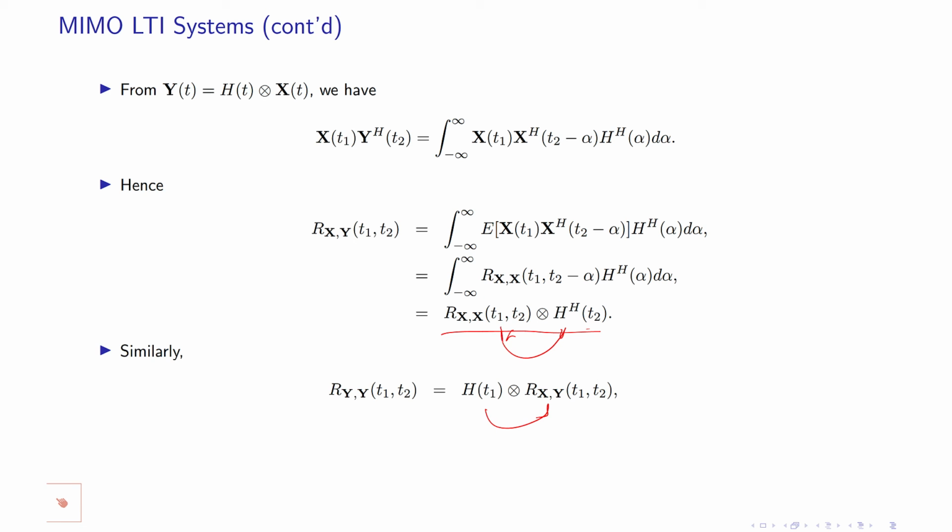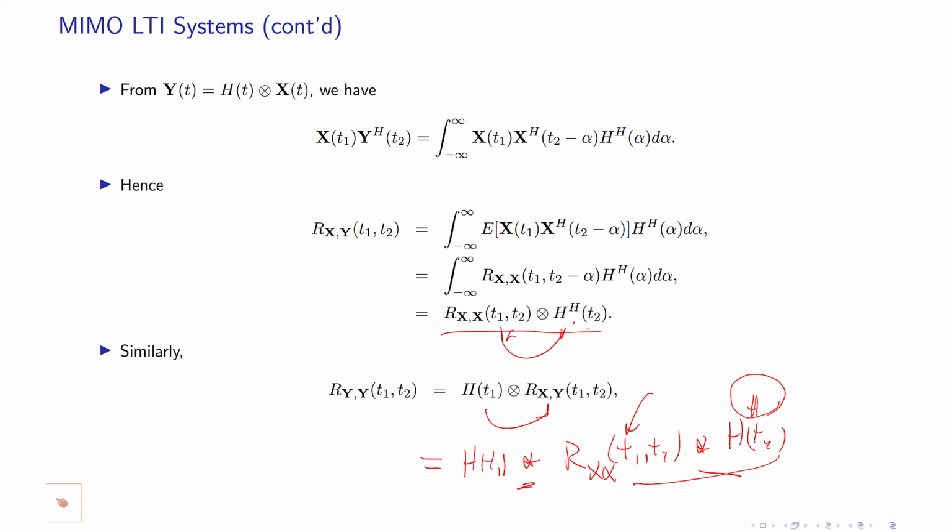So here I fix t1, I put this one here, and then here one. So this is going to be equal to h(t1) convolved with R_xx of t1 and t2, and then another convolution with h of t2 Hermitian. So I emphasize two things. The order cannot be changed. You have a Hermitian, which is transpose and conjugate. The order of these convolutions cannot be changed. When you do this convolution, t1 is fixed. When you do the first convolution, t2 is fixed.